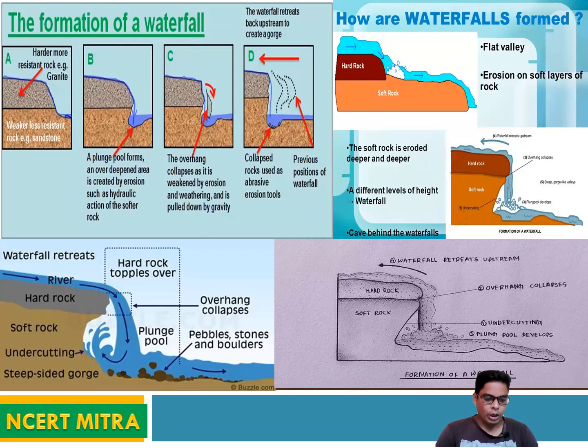So this is all about the features we have discussed: the V-shaped valley, gorge, canyon, waterfall, rapids and cascade. A number of other features can also be found in the upper stage or upper course of the river, but they are not significant as per your syllabus.